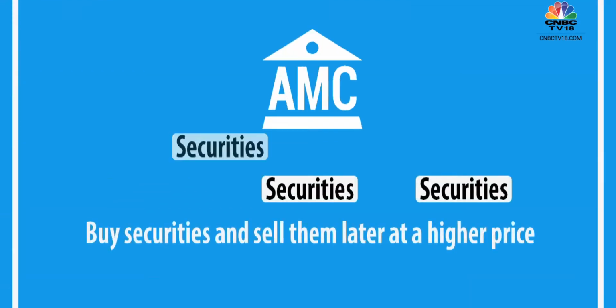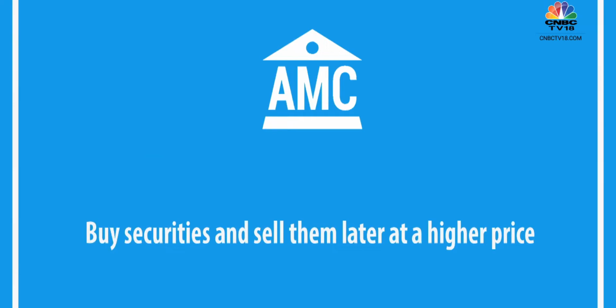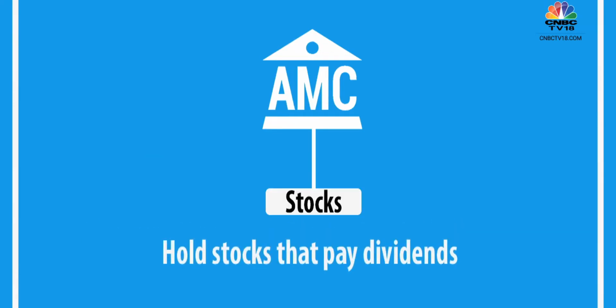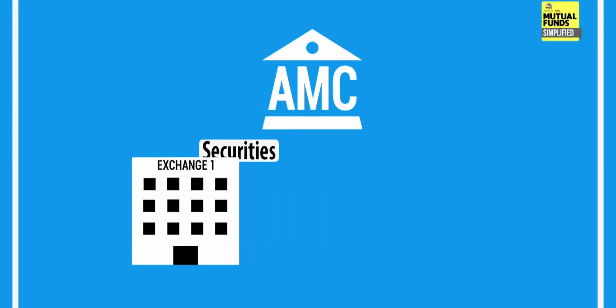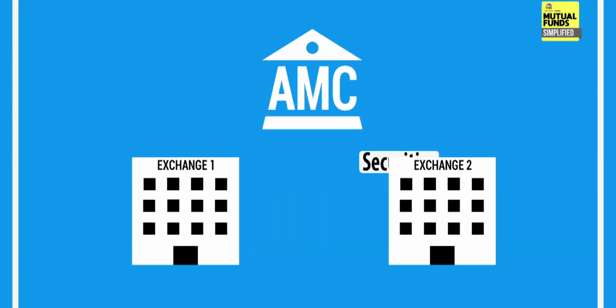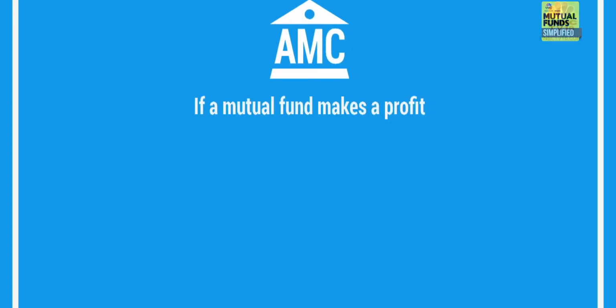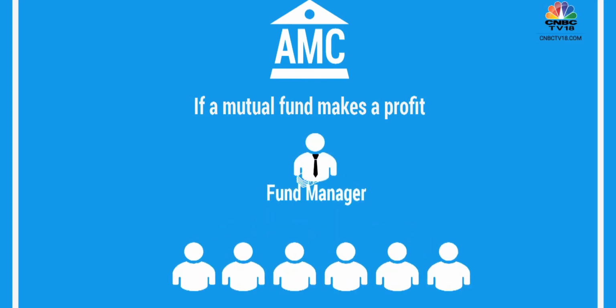So a fund can buy securities and sell them later at a higher price, or it can hold stocks and pay dividends, or bonds that pay interest. It can buy securities from one exchange and sell them in another exchange where the price is higher. This is called arbitrage. Through any of these means, if a mutual fund makes a profit, the fund manager may decide to share it with the investors by declaring a dividend.